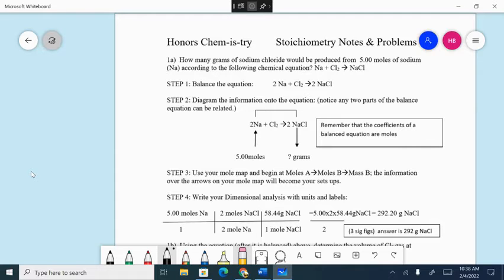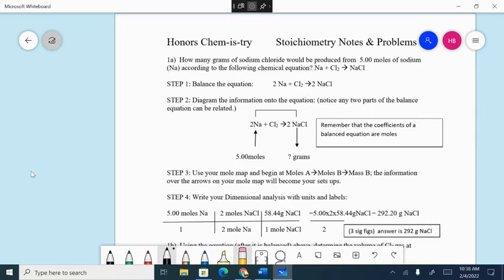So let's look at this type of problem. It says, how many grams of sodium chloride would be produced from 5 moles of sodium according to the following equation? So here are our 4 steps. Our 4 steps are, first we have to balance the equation. You might not necessarily need to balance every equation. Some equations come to you already balanced. So if they have the coefficients there, they're already balanced.